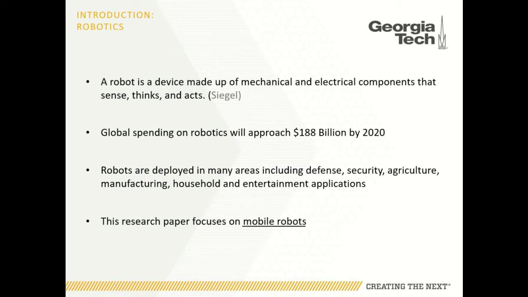So robotics. A robot is a device made up of mechanical and electrical components that senses, thinks, and acts. Global spending on robotics will approach $188 billion by 2020. It is only becoming more ingrained and more prevalent in today's society. Robots are deployed in many areas, including defense, security, agriculture, manufacturing, household, and entertainment applications. This research paper focuses specifically on mobile robots.